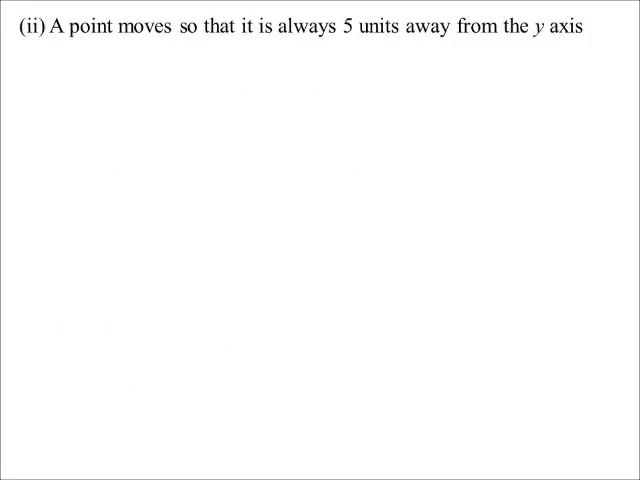Okay, a point moves so it's always 5 units away, this time not from a point but a line, that line being the y-axis. So the point's restricted so it's always 5 units away from the y-axis. What are we going to get? What sort of shape, first of all? So this time, instead of moving consistently from a point, here's a line, and I'm always 5 units away from the line. I'm going to get another line. So what would the equation of this line be?